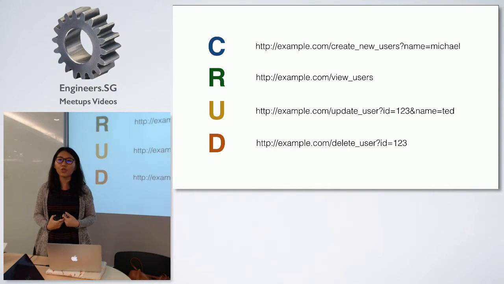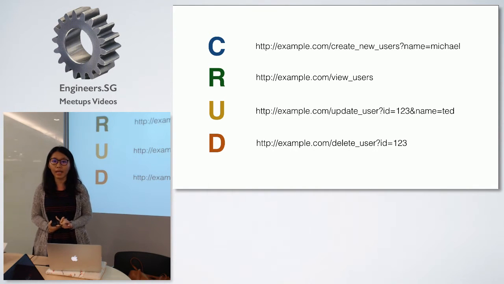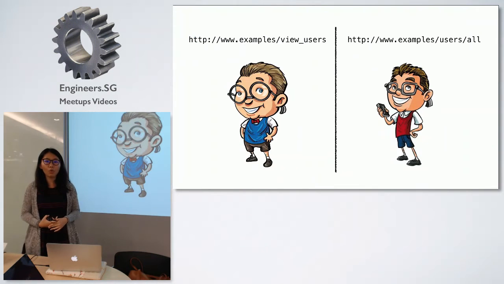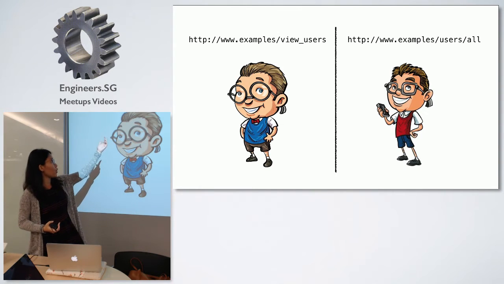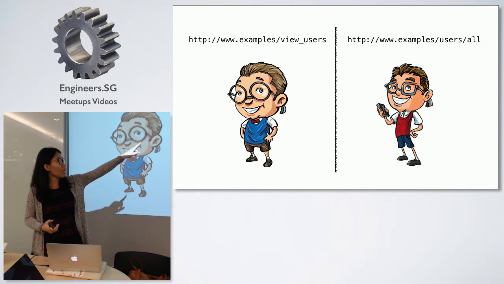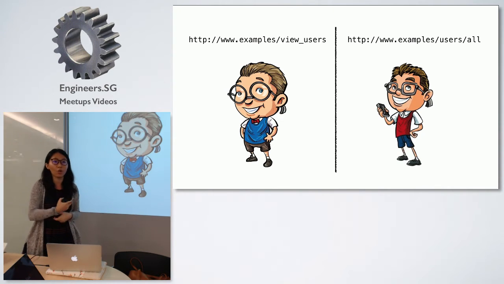But this creates an issue. Let's say every developer wants to create their own API and they do not have a standard for doing this. For example, today I want to retrieve a list of users. I can put the API as view underscore users, or I can put it as users slash all. So how do we know what the URL is referring to? We have to keep going back to the documentation to check what the URL is referring to.